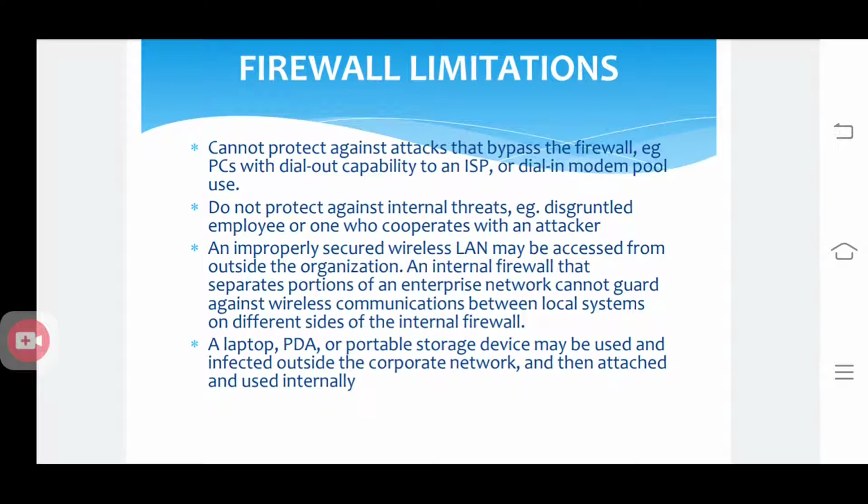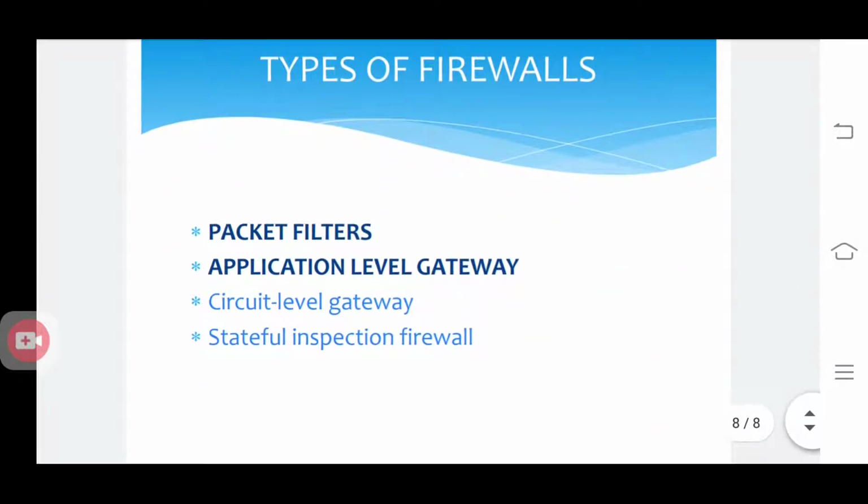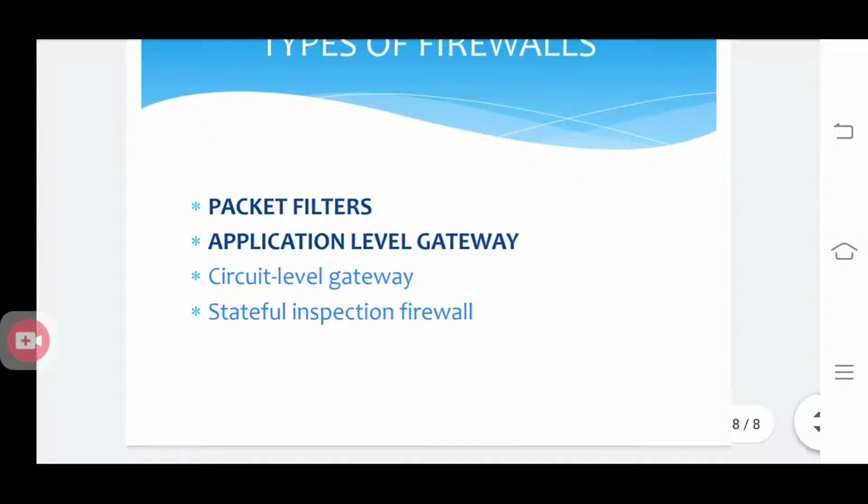Next, what are the types of firewalls? Actually, we have four types of firewalls: packet filters, application level gateway, circuit level gateway, and stateful inspection firewall. You have to study packet filters and application level gateway, which will be covered in the next video.